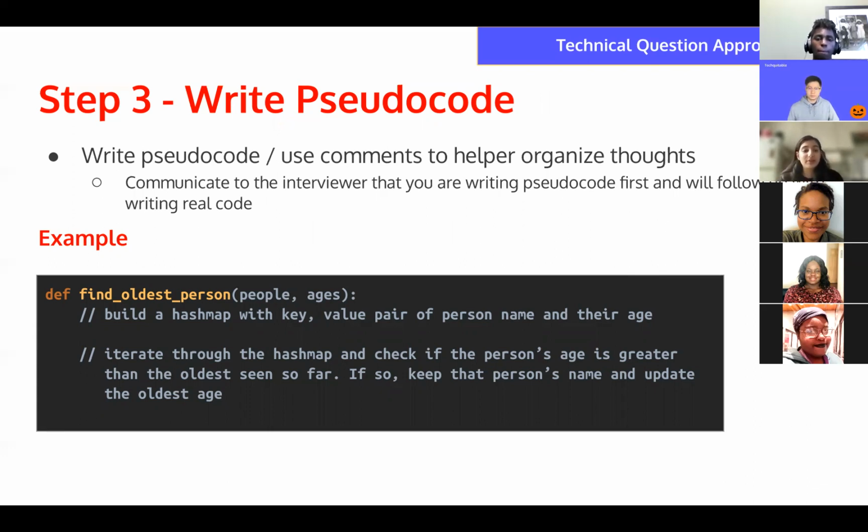So here's an example. You want to find the oldest person. You have your inputs right here. And you can comment, okay, these are the steps we went through. Build a hash map of key-value pairs, and then we're going to iterate through. And then, of course, you can put the code for those comments in there, and that will help keep the momentum going as you are working through your algorithm.